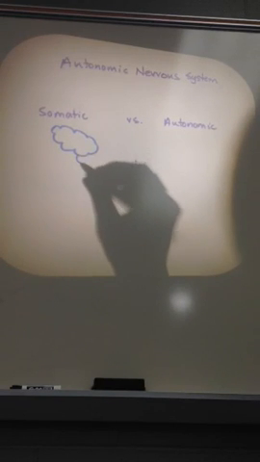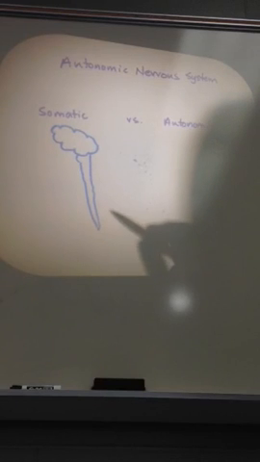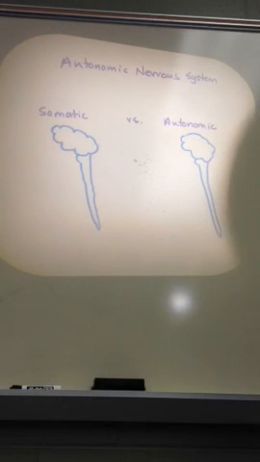I know this always looks like a cloud and a lightning bolt, but really it's supposed to be the brain and the spinal cord, brain stem and spinal cord. And I'm going to draw that for both the somatic system and the autonomic system. So here's the brain and spinal cord. And what I want to draw is just the basic structural differences between the somatic nervous system and the autonomic.